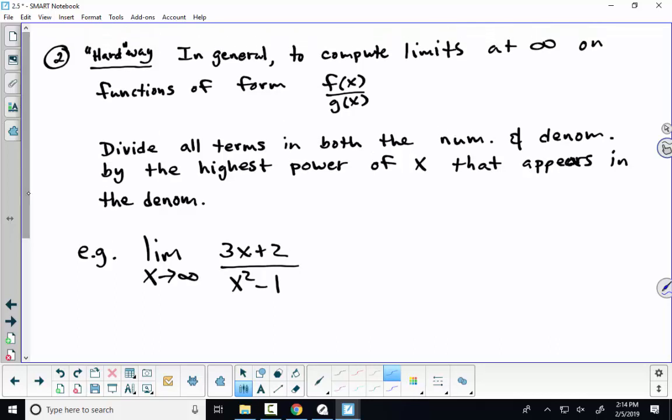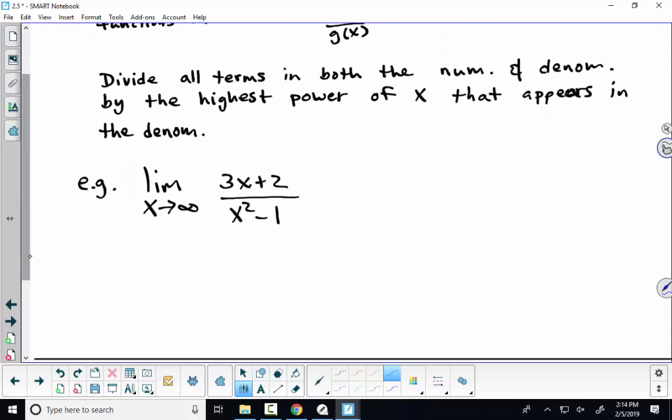So the harder way, hard's in parentheses because it's sort of relative, but the harder way is to take the highest power of x that shows up in the denominator and divide every term in the numerator and the denominator by that particular term. So divide all terms in both the numerator and denominator by the highest power of x that appears in the denominator. I know we've already computed this, but think about the harder way as a more generic way or general method to compute these types of limits.